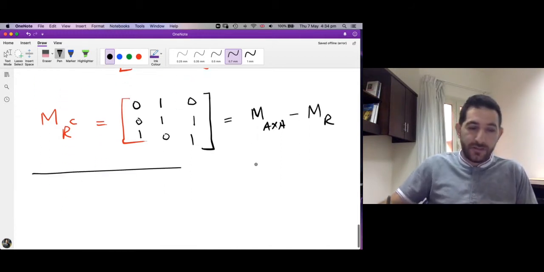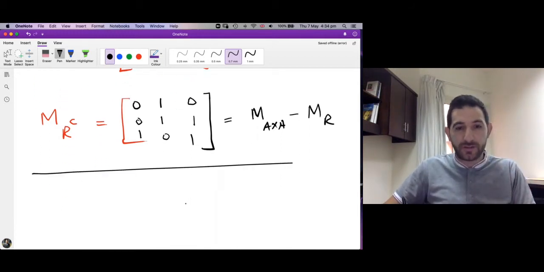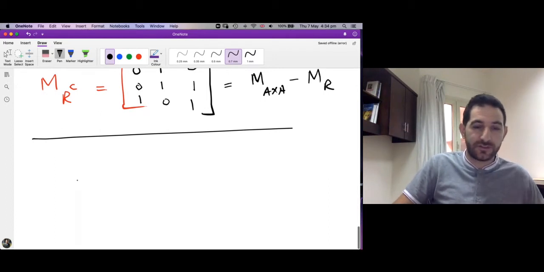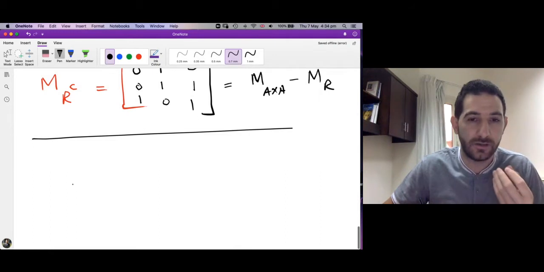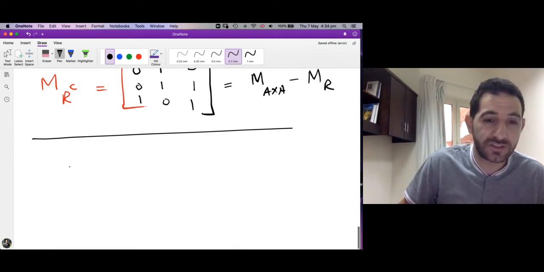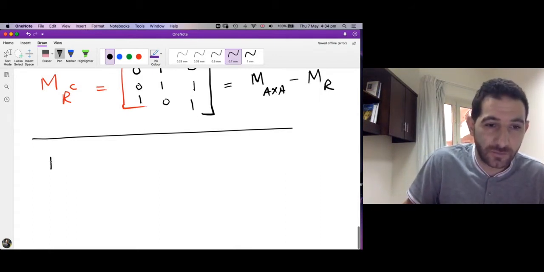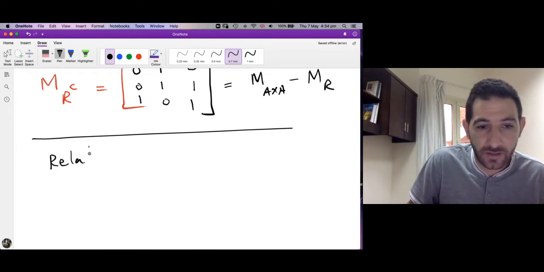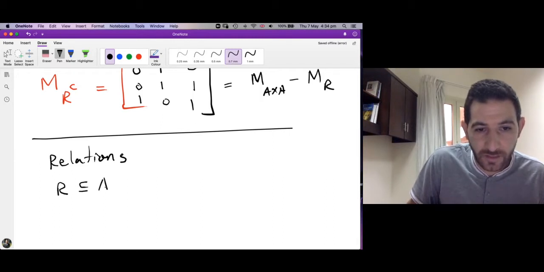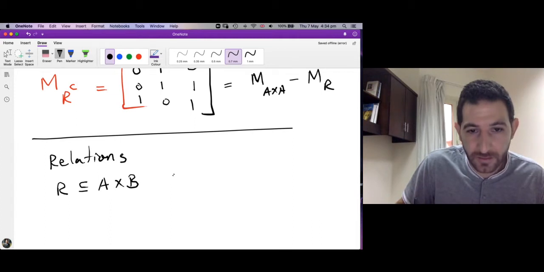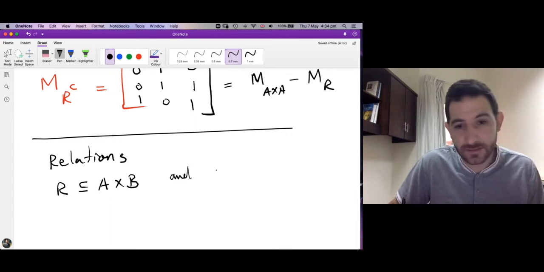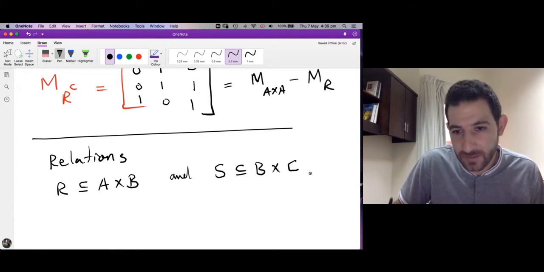Now, so we've seen the union, intersection, and the complement of relations. Now we finally want to see the fourth and last operation, or a new relation from old relations, which is composition of relations. So suppose we are given the following relations. R, which is a relation from A to B. So it's a subset of A cross B. And we have the relation S from B to C. So it's a subset of B cross C.